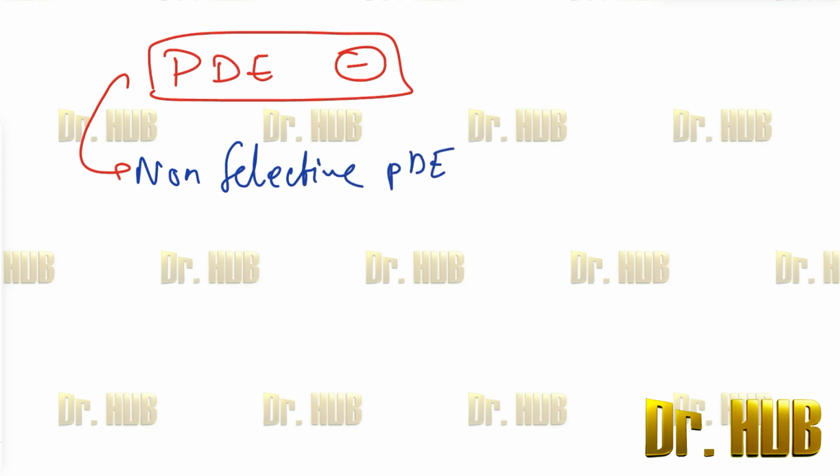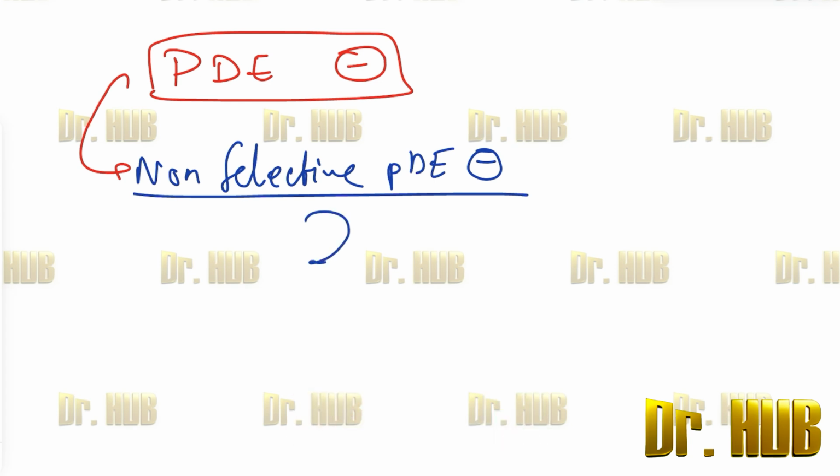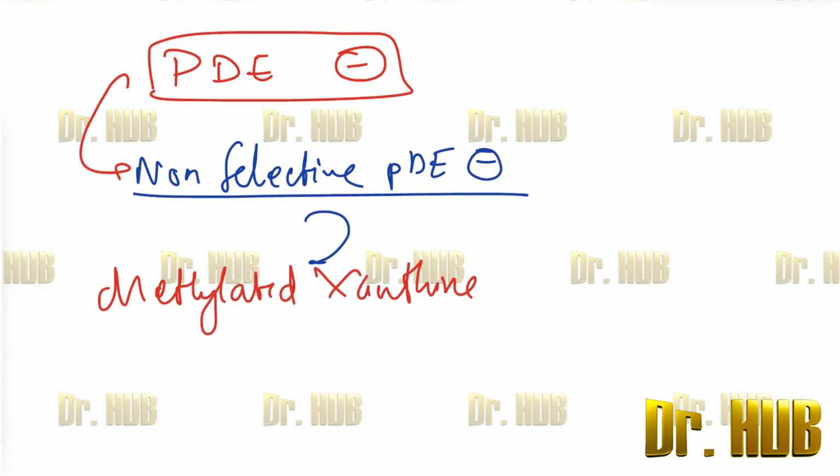Now we're going to look at the PDE inhibitors. The first variety is the non-selective PDE inhibitors. What drugs does this include? It includes the methylxanthines, methylated xanthines, such as caffeine as well as theophylline.